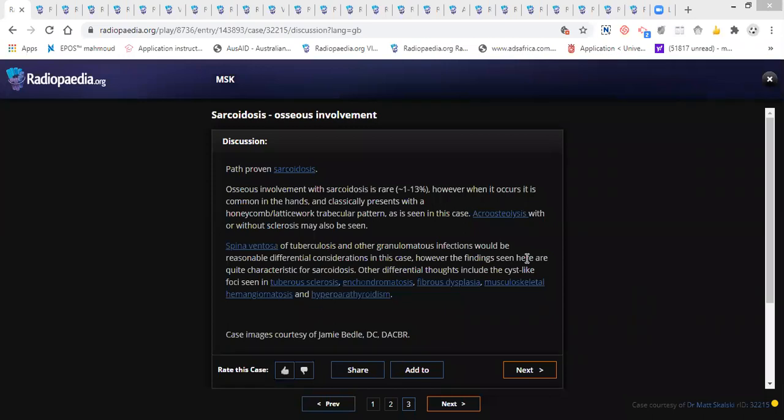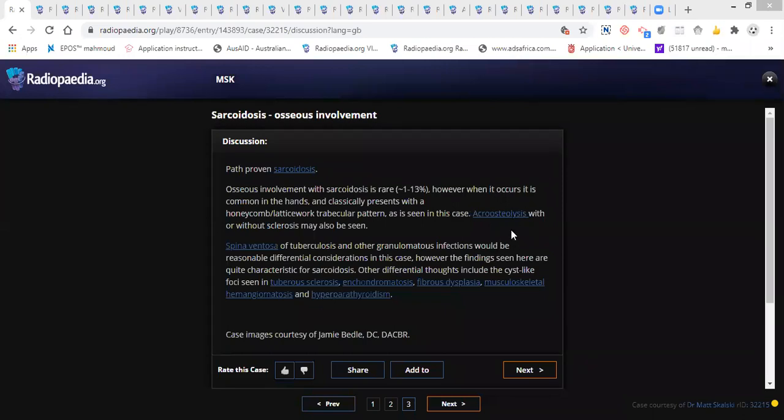Yeah, I'm sharing the screen. It should be this case. Yes, we stopped that. This is a case of sarcoidosis. As you see, sarcoidosis osseous involvement is not common, and this honeycomb or lace-like pattern is characteristic.